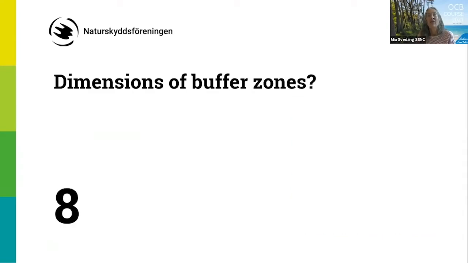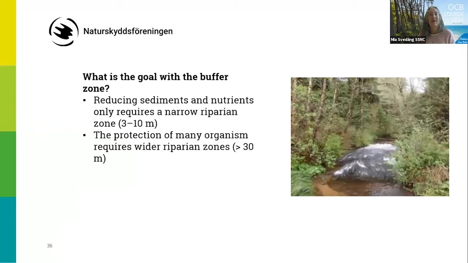So I've already talked a bit about the dimensions, and I said it's really important how broad or narrow you make this buffered strip. So which dimensions do we need? It depends on what is the goal with the buffered zone. If you want to reduce sediments and nutrients input, you only require a quite narrow riparian zone, 3 to 10 meters, for instance. But if you want to protect many organisms and promote wildlife, then you require a wider riparian zone. It has to be more than 30 meters. So it depends on the goal with the buffered zone.